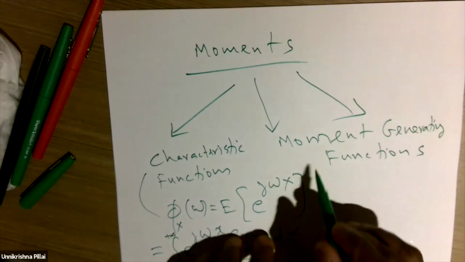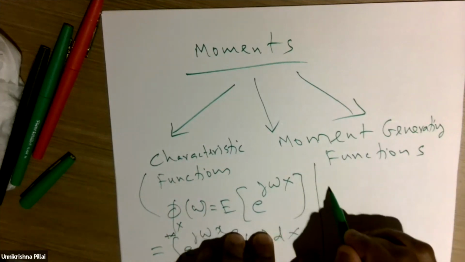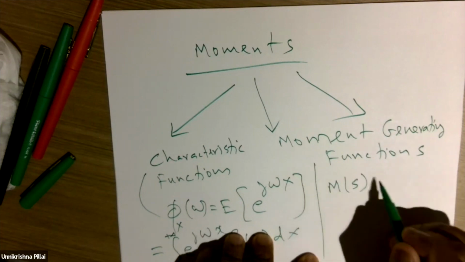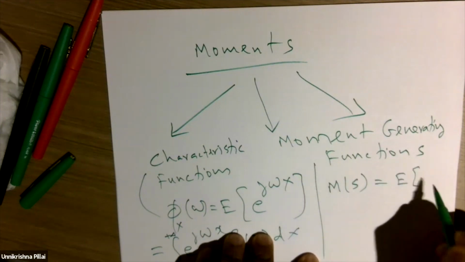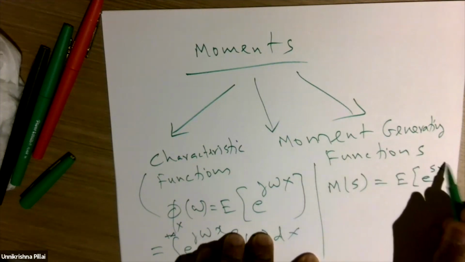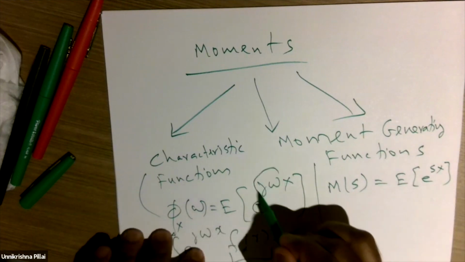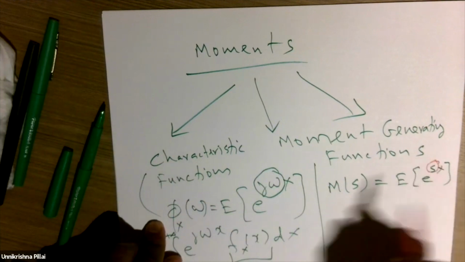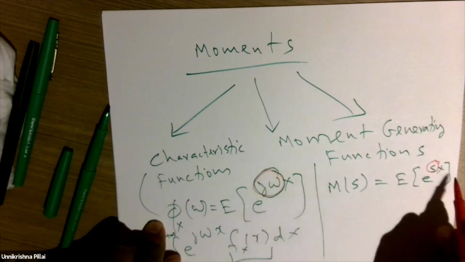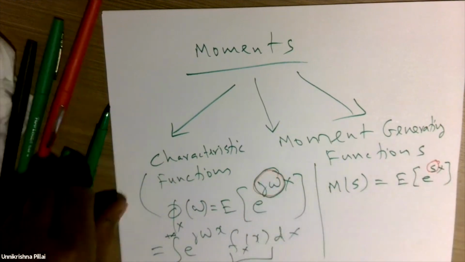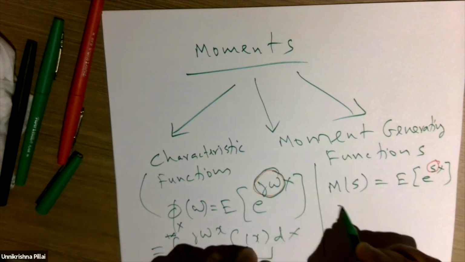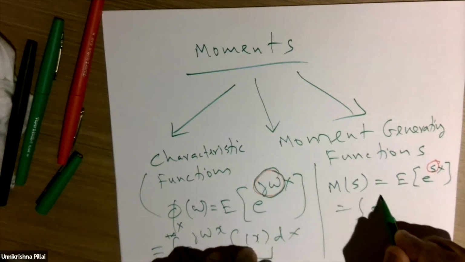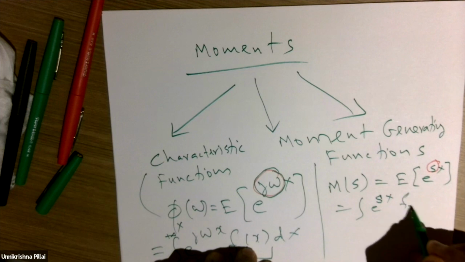On the other hand, for the moment generating function, people use different symbols. It is simply the expected value of e raised to sx. So notice the difference between these two: in one case you have s, here you have j omega. If you write the expansion, it becomes even clearer: integral of e raised to sx f_X(x) dx.